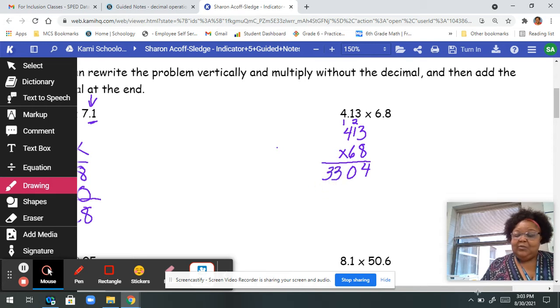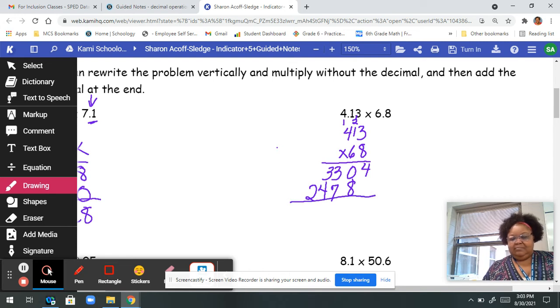And your parents can help you with this, because y'all know I'm old enough to be your grandparent, and this is the way I did it as a child. So here, 6 times 3 is 18. Put your 8. Carry your 1. 6 times 1 is 6, plus 1 is 7. And then 6 times 4 is 24.